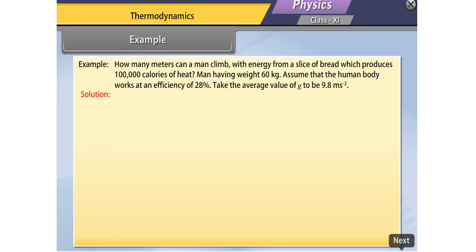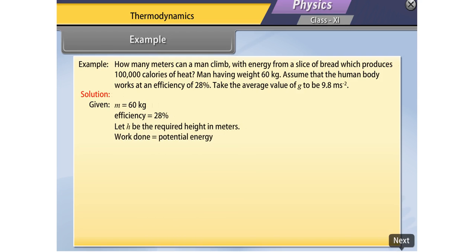Let's see the solution. Here, mass and efficiency are given, which are 60 kg and 28% respectively. Let h be the required height in meters. Now, we know that the work done is equal to potential energy. So, by simplifying it, we get 60 into 9.8 into h joule. By calculating it, we get 588 h upon 4.2 joule.